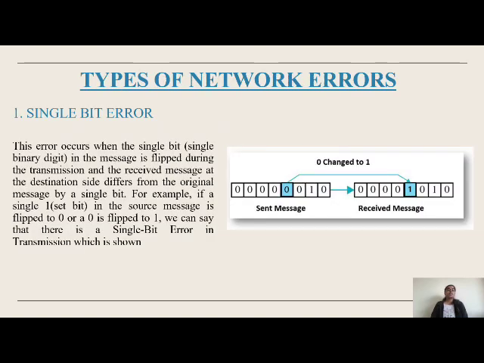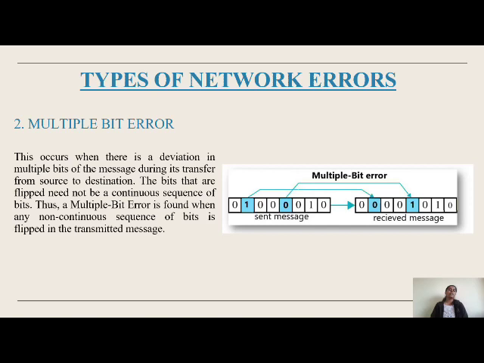The types of network errors. First is the single bit error. This error occurs when a single bit in the message is flipped during the transmission and the received message at the destination side differs from the original message by a single bit. For example, if a single 1 in the source message is flipped to 0 or a 0 is flipped to 1, we can say that there is a single bit error in the transmission, which is shown in the figure. So the bit 0 is flipped to 1 when it is received. So this is the single bit error.